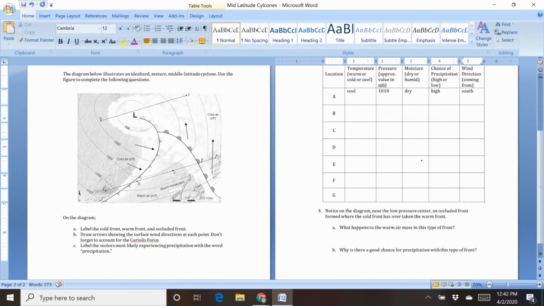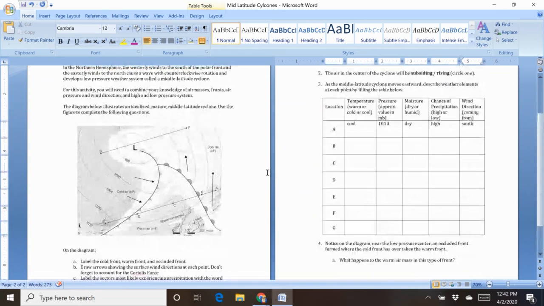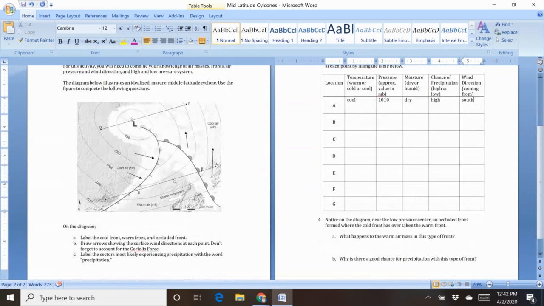Okay, and then after you complete these, A through G, number 4 says, notice on the diagram near the low pressure center, as the occluded front formed, where the cold front has taken over the warm front. And it asks, what happens to the air mass in this type of front? And why is there a good chance of precipitation with this type of front? And that's it, just 2 pages.